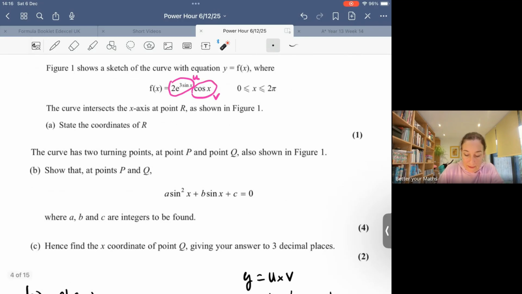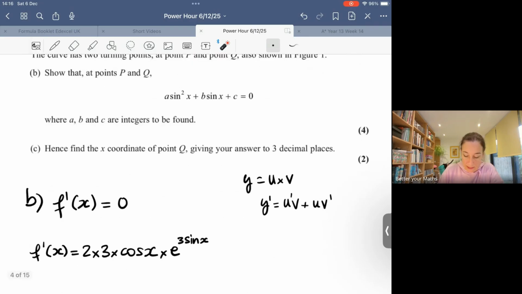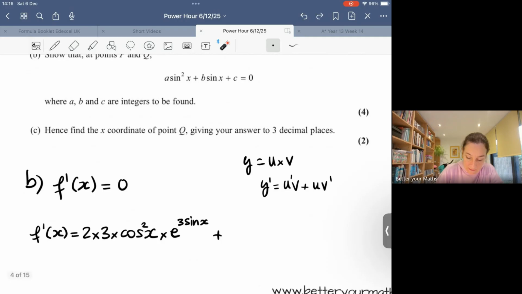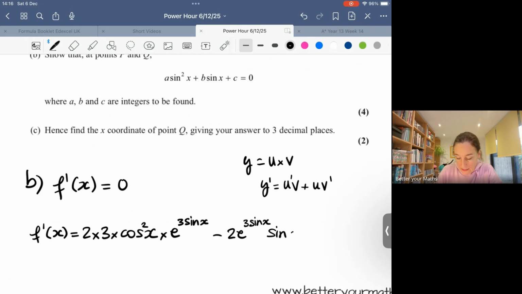Now we multiply by v, which is cos x. So if you want, we can multiply by cos or just square this one. I'm going to square it. That is just multiplying by cos. And then plus, I'm going to keep the first one like it is and differentiate the second one. This one, like it is, derivative of cos is minus sine. So I'm going to write a minus instead of a plus: 2e to the 3 sine x multiplied by sine x. This must be equal to 0 to find the stationary points.